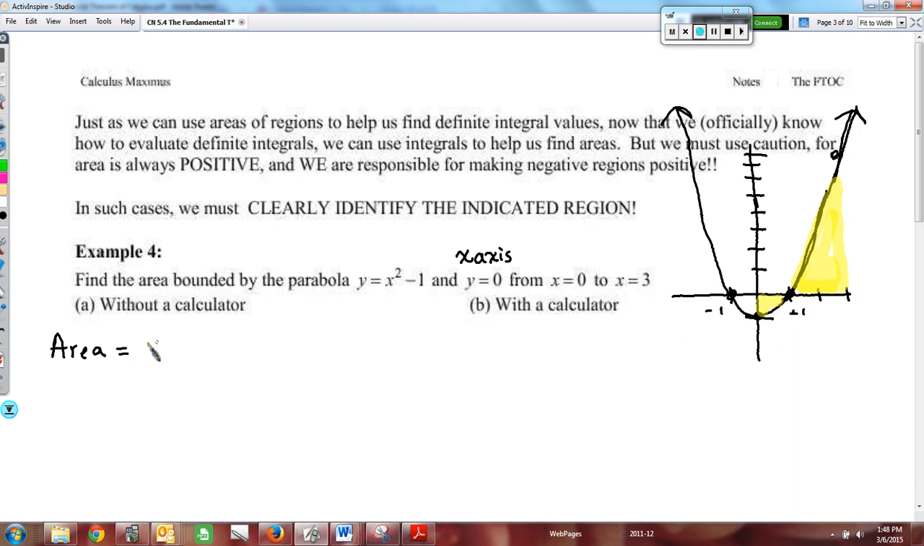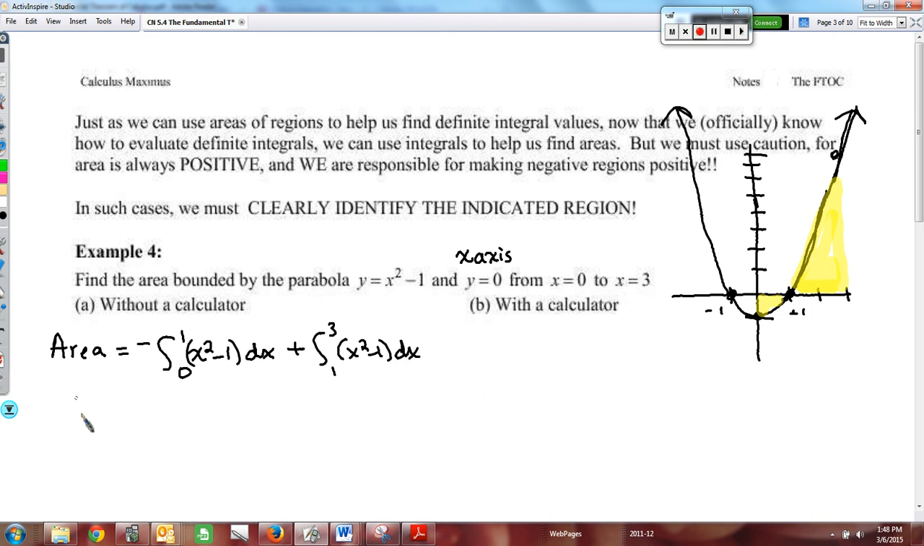first section. So I'm going to take the integral from 0 to 1 first of my function x squared minus 1 dx, but I have to remember that the definite integral is going to be negative, and I want area, so I make it positive by putting a negative in front. And I'm going to add to that the area from 1 to 3 of x squared minus 1 dx. So that's how I'm going to do it without a calculator.